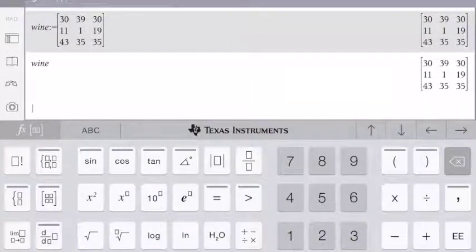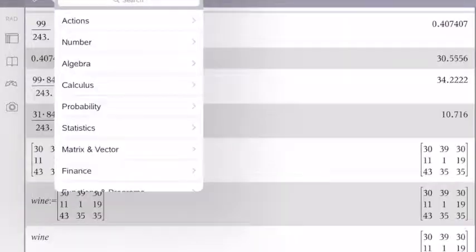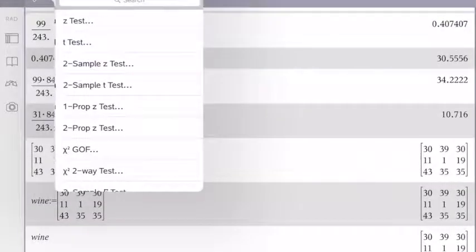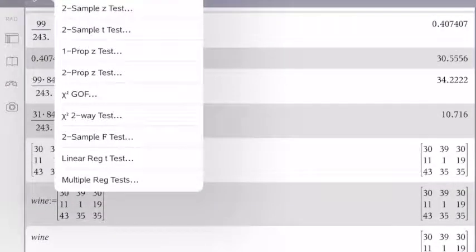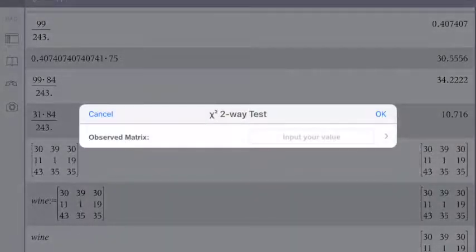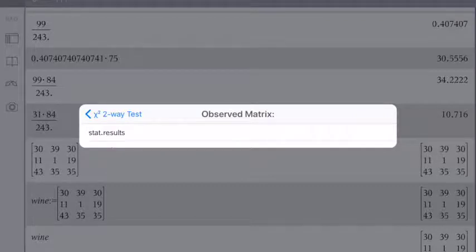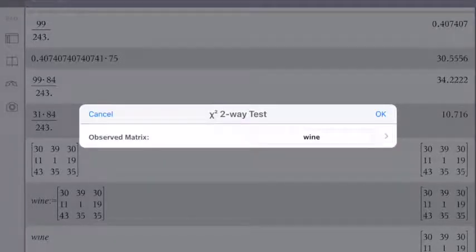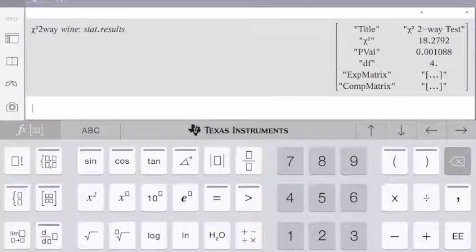Okay, so then when we go to do our chi-squared tests, from menu, statistics, stat tests, chi-squared two-way test. The goodness of fit was from 11.1. The two-way test is today's. And we're just going to use our wine matrix. And then it runs the test. You need to write all of this stuff down.